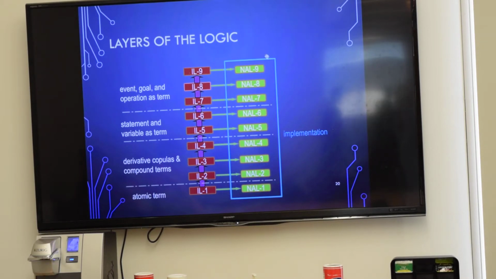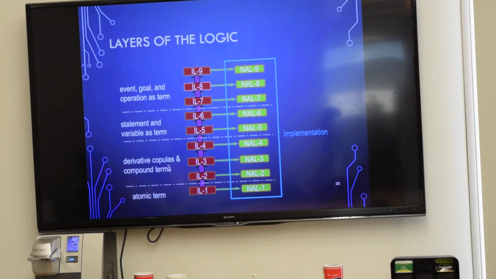So in the implementation, you only see this part. This part is part of the meta logic or the idealized version, which I'm not going to spend time on. Very roughly speaking, I can tell you what each of the layers adds. At the basic level, we only have atomic terms and a single copula. Then in layers 2, 3, and 4, we have compound terms, and we have derivative copulas, that is, multiple relationships. And also a term, that's a crucial thing. A term is not necessarily a word. It can be a structure. It can be a complicated structure.